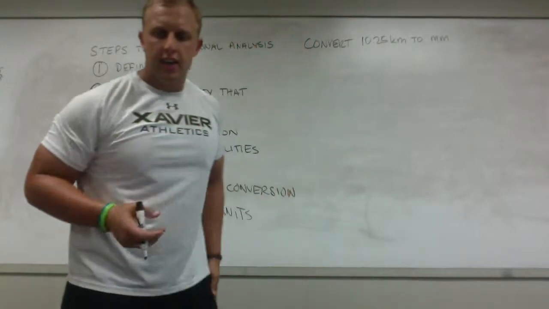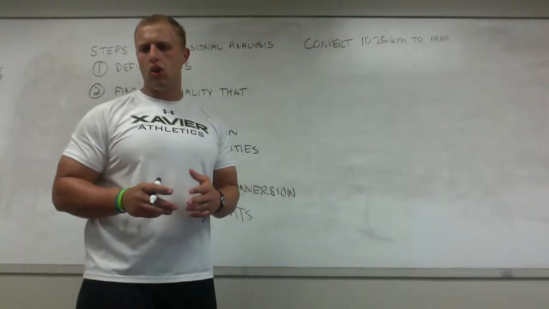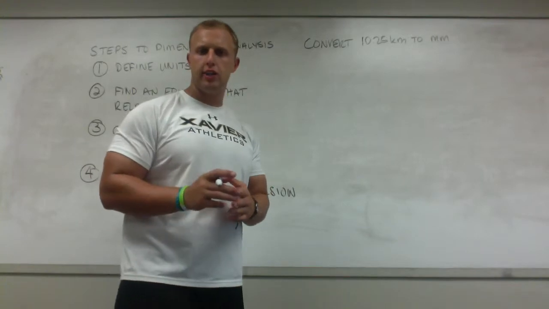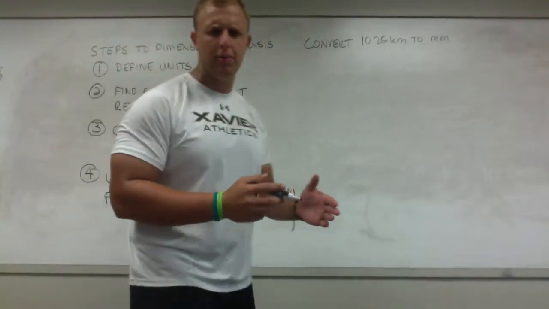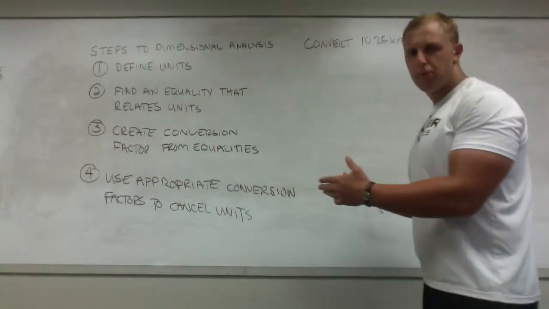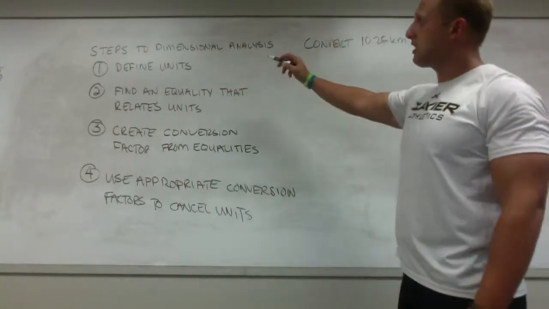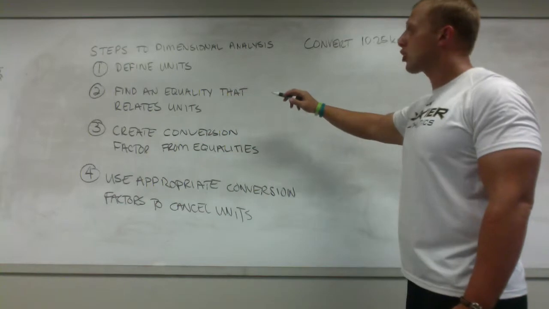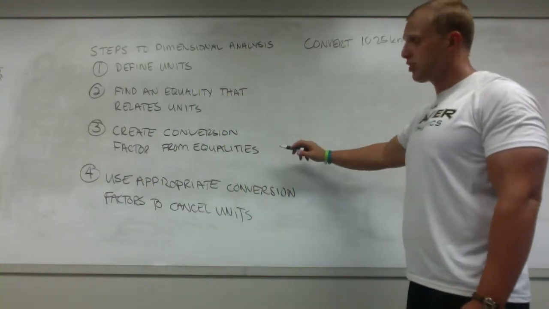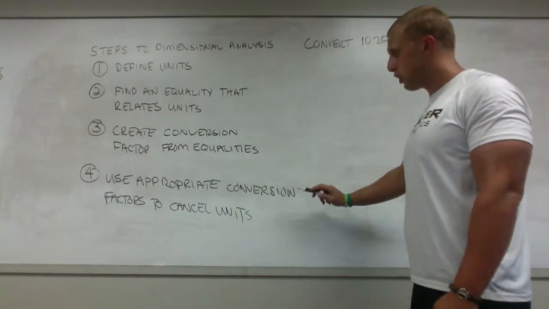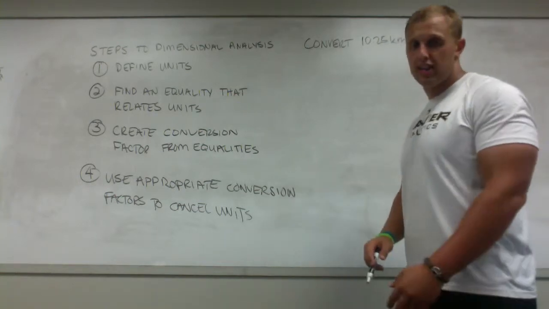All right, so guys, this is the second lecture. This is on our multi-step SI unit conversions. So here we're going to take kilometers into millimeters this time, but we're going to follow our same simple 4 steps. We're going to, 1, define the units. 2, find an equality that relates those units. Then we're going to create conversion factors from those equalities, then use appropriate conversion factors to cancel units.